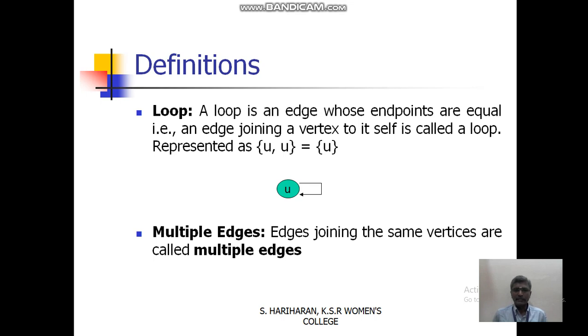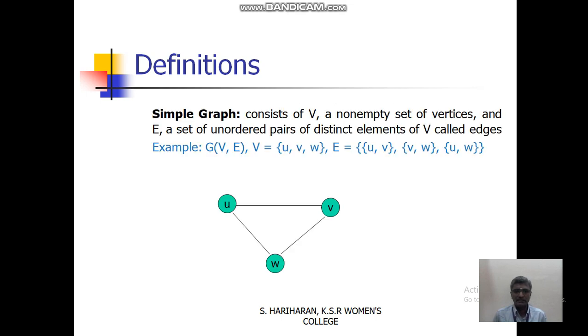Loop. A loop is an edge whose endpoints are equal. That is, an edge joining a vertex to itself is called a loop, represented as (u, u). And multiple edges: edges joining the same vertices are called multiple edges.